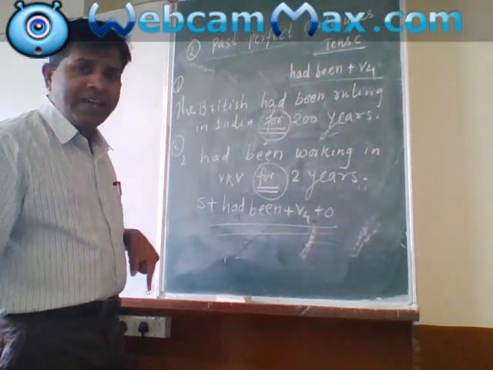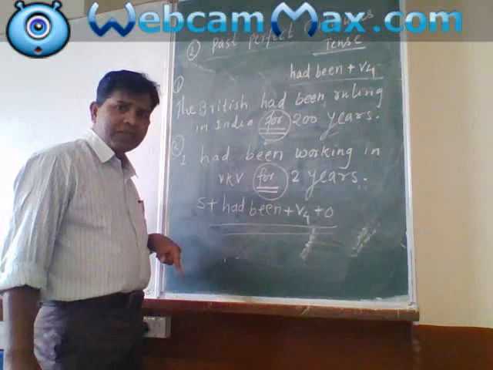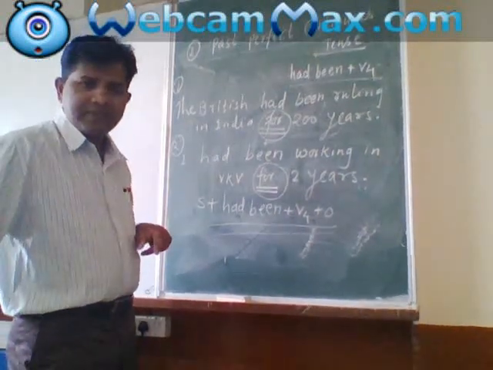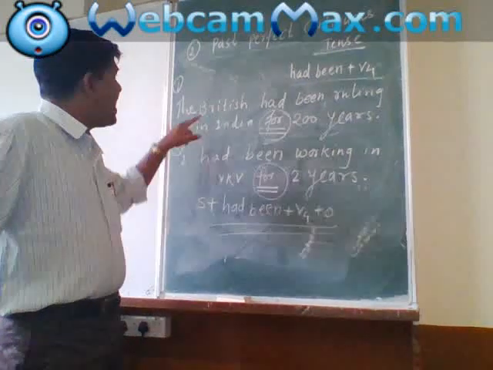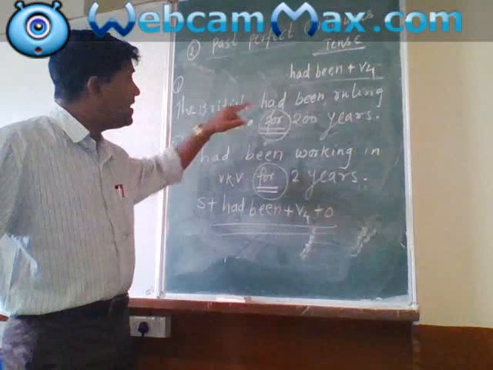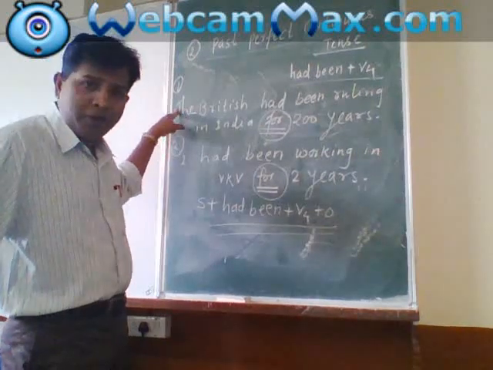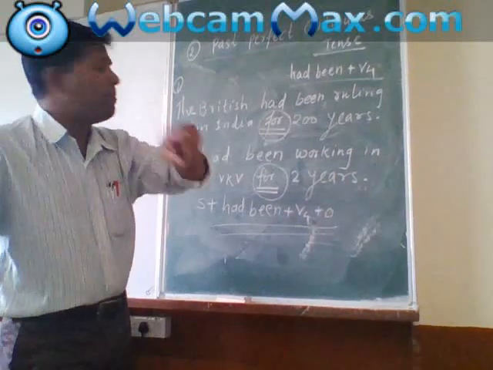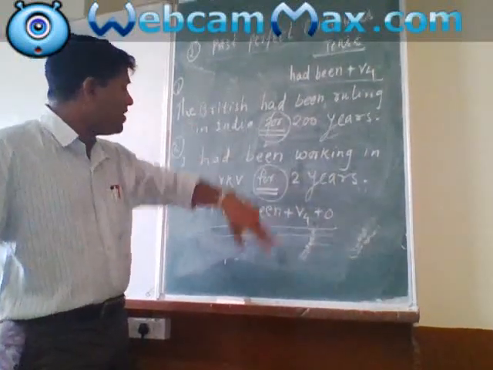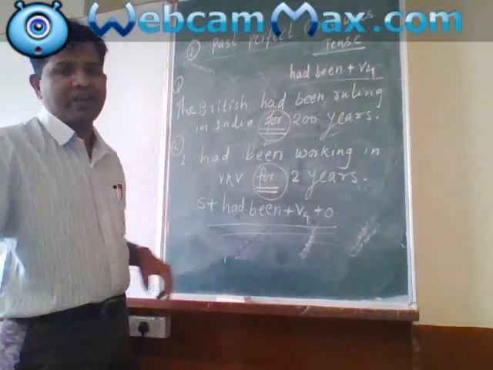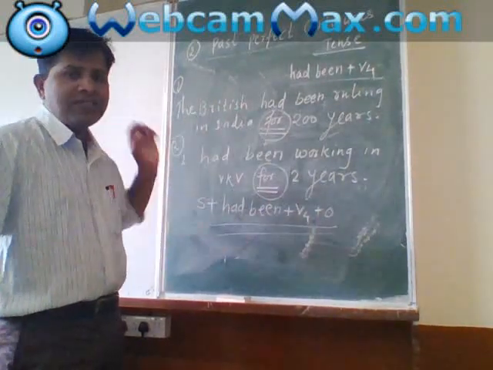Okay. Now next is, you see, interrogative of these sentences. Had the Britishers been ruling in India for 200 years? Had comes at the forefront, and then the Britishers, and then been. Had I been working in VKV for 2 years? And question mark. So these are interrogative sentences.